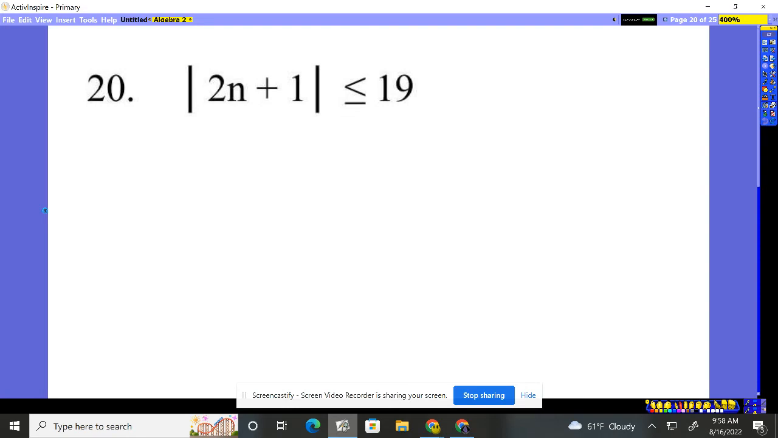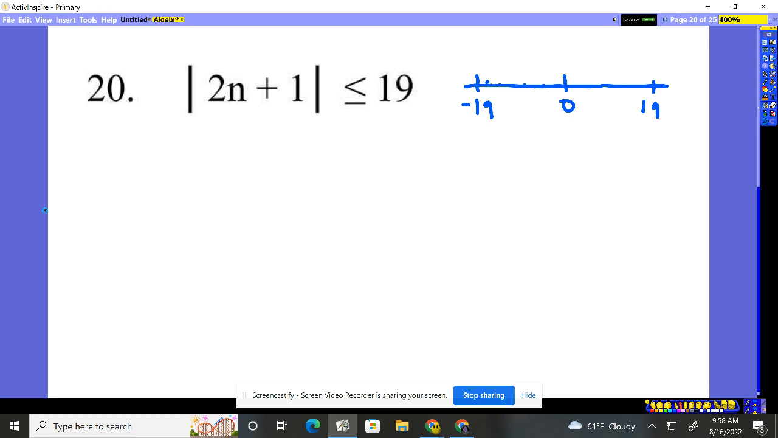All right, number 20, it's an absolute value inequality. It says we want our absolute value to be less than 19. In other words, less than 19 feet away from our zero. So here's our zero. Here's negative 19. Here's positive 19. We want to be somewhere in here. It says less than 19 feet away, not more than 19, less than.